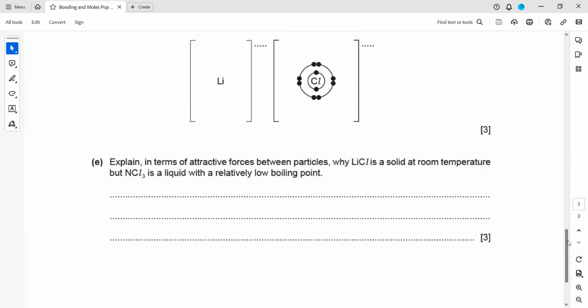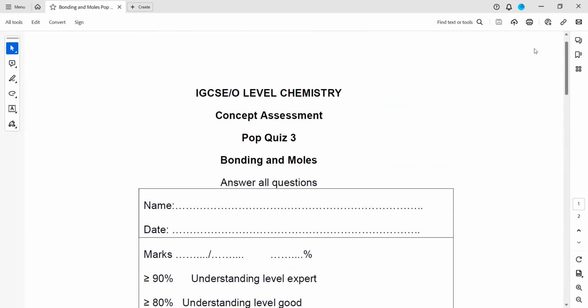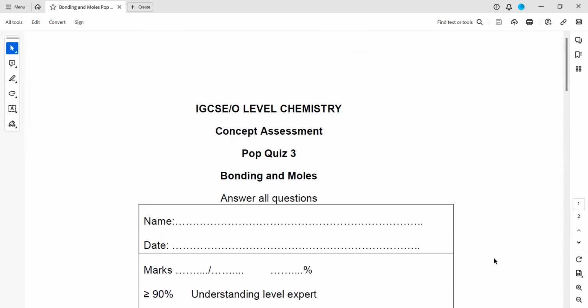So this was a pop quiz which was related to bonding and moles. Now we'll start the topic organic chemistry, as we talk about the structures.